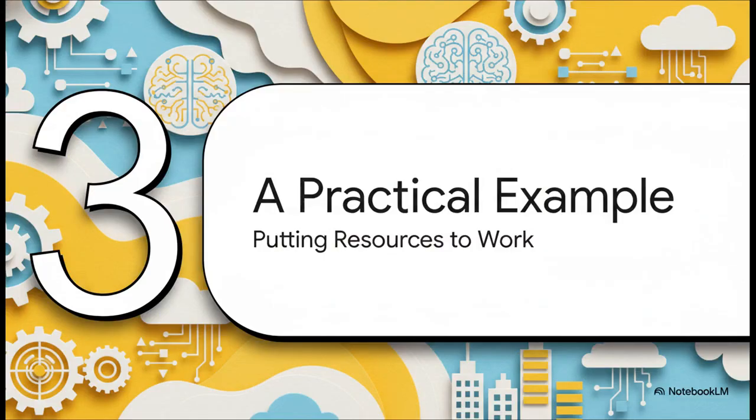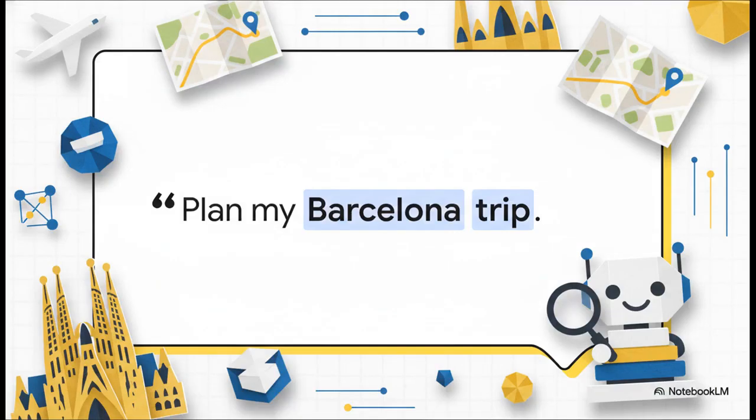All right, theory is one thing, but let's see how this all clicks together in a real-world example. This is where the power of MCP Resources just shines. Imagine you type a simple prompt into your favorite AI assistant. Plan my Barcelona trip. Now, to give you a genuinely helpful answer, that AI needs context. A whole lot of context.